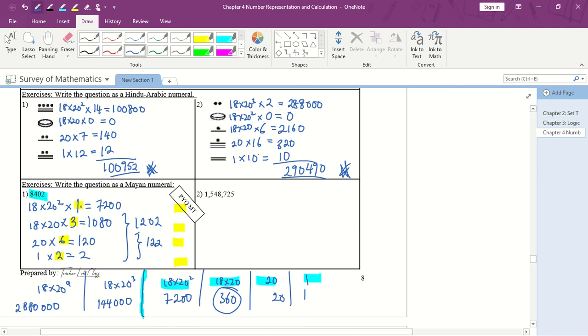How do we write 1, which is just a dot? How do we write 3, which is 3 dots? How do we write 6? A line with a dot. How do I write 2? I just write 2 dots. And this will be my answer.